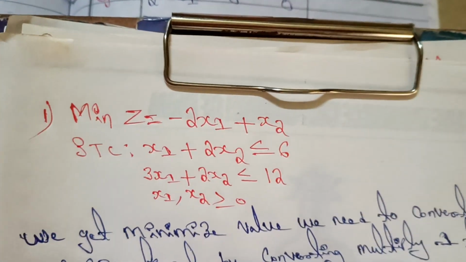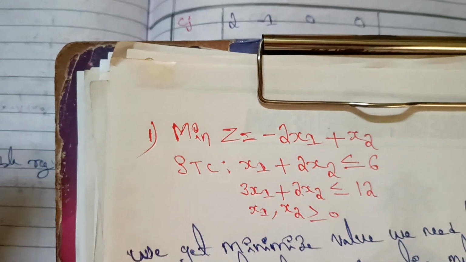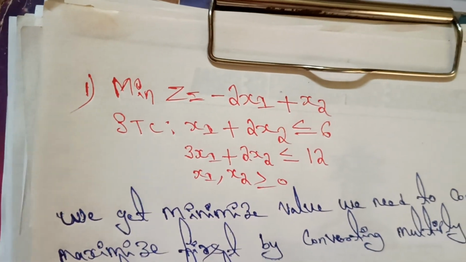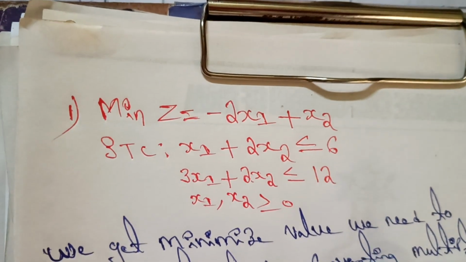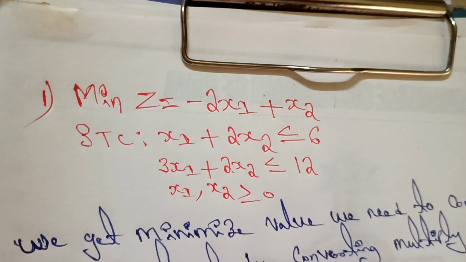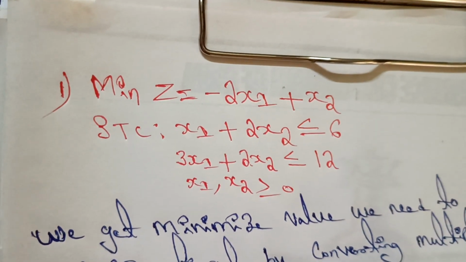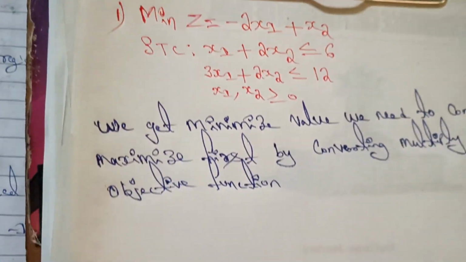In the simplex method, in case they ask like this, for a minimize value: minimize z is equal to minus 2x1 plus x2, subject to the constraints x1 plus 2x2 less than or equal to 6, and the second constraint 3x1 plus 2x2 less than or equal to 12, and the non-negative constraints x1, x2 greater than or equal to 0. In case they ask for the minimum, first we need to convert it into maximize.